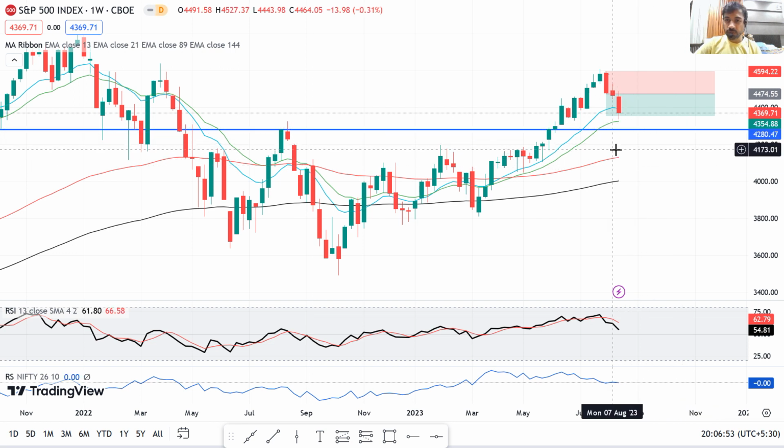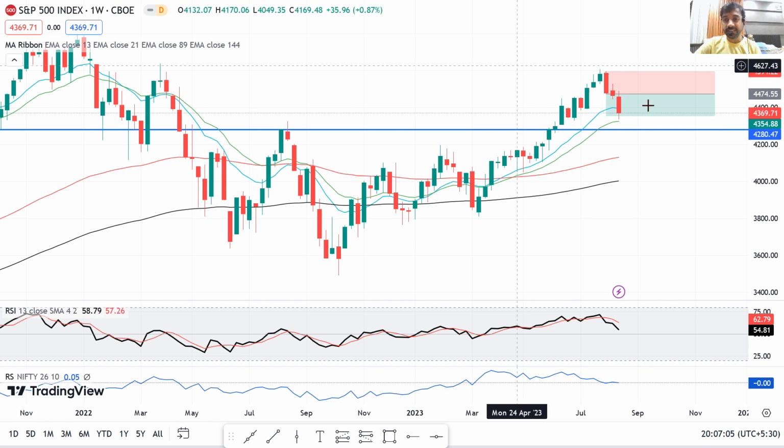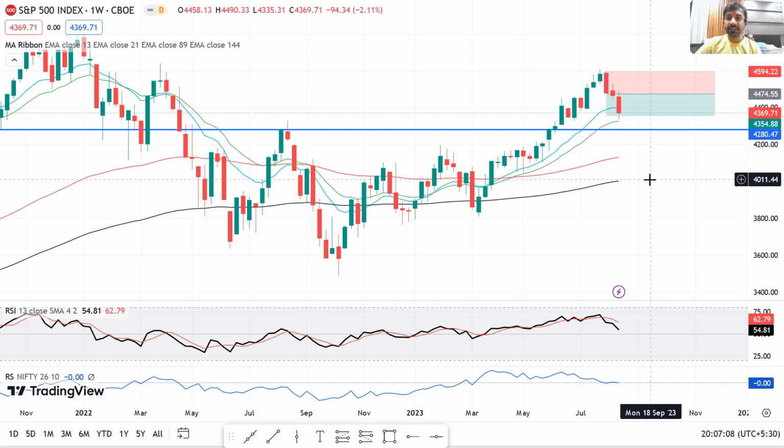So for the short term, it is a little bit bearish. It might take some support towards 4280 and start its movement upside. As of now, there are no signs that it will start again, but this is definitely not a downtrend. The market is still in an uptrend. This is just a healthy correction.